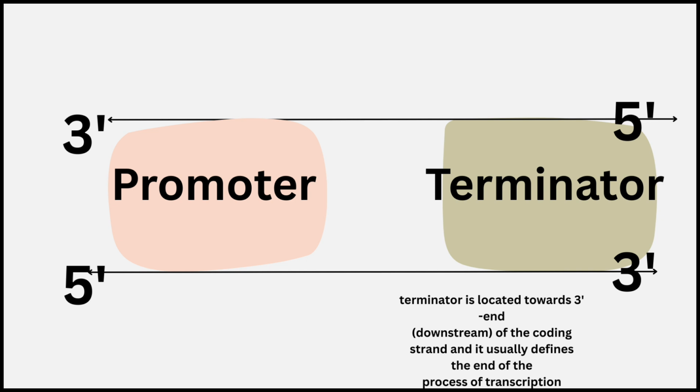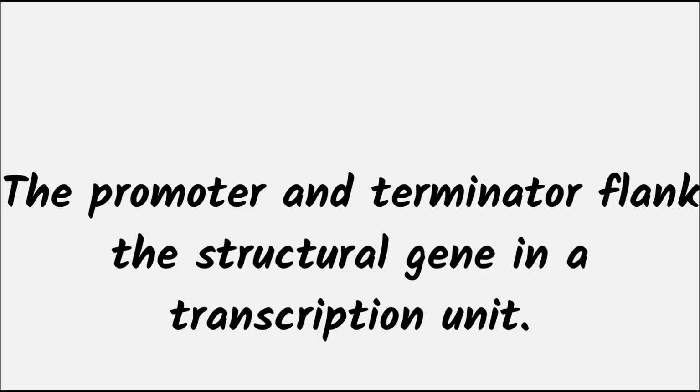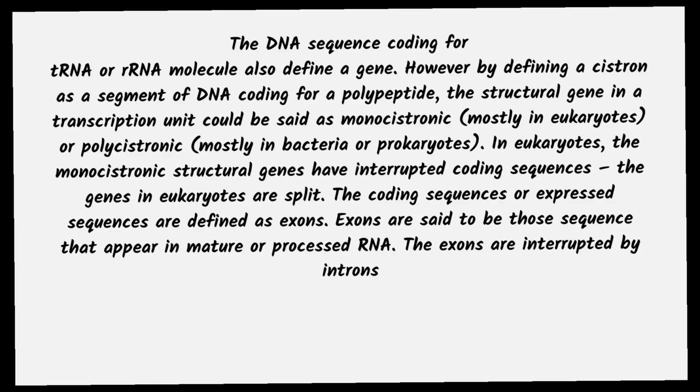The terminator is located toward the 3' end, downstream of the coding strand, and it is usually defined as the end of the process of transcription. There are additionally regulatory sequences that may be present further upstream or downstream of the promoter. Some of the properties of these sequences shall be discussed. Now, the transcription unit and a gene. A gene is defined as a functional unit of inheritance.